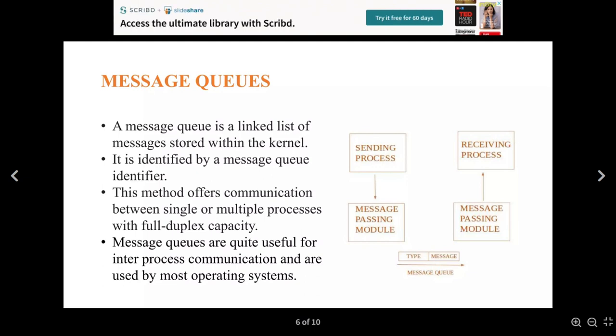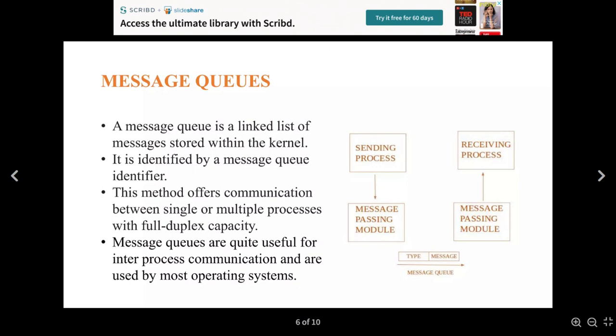This is the message receive function, using which messages are fetched from the message queue. Suppose process P1 has written a message into the message queue. For process P2 to fetch that message from the message queue, it has to use the message receive function. So these are some of the important functions that we have discussed and that are used in the message queue concept.